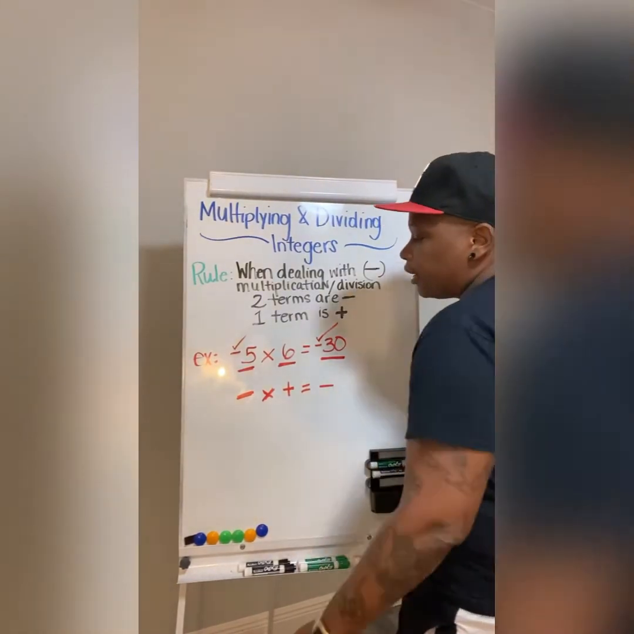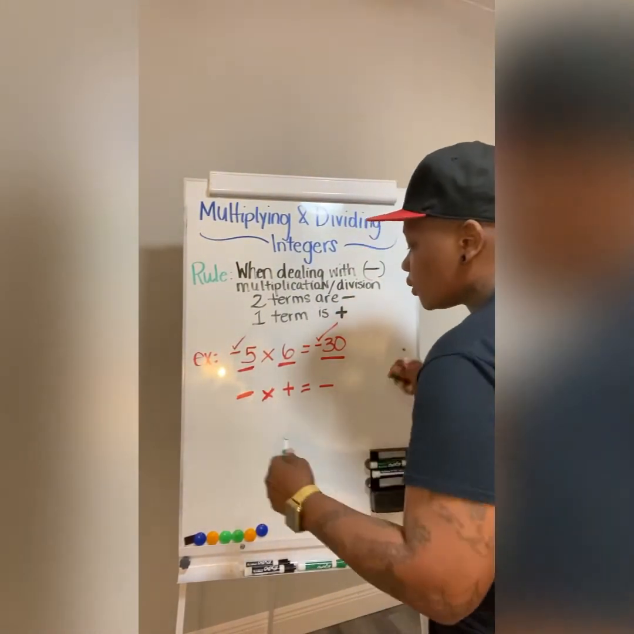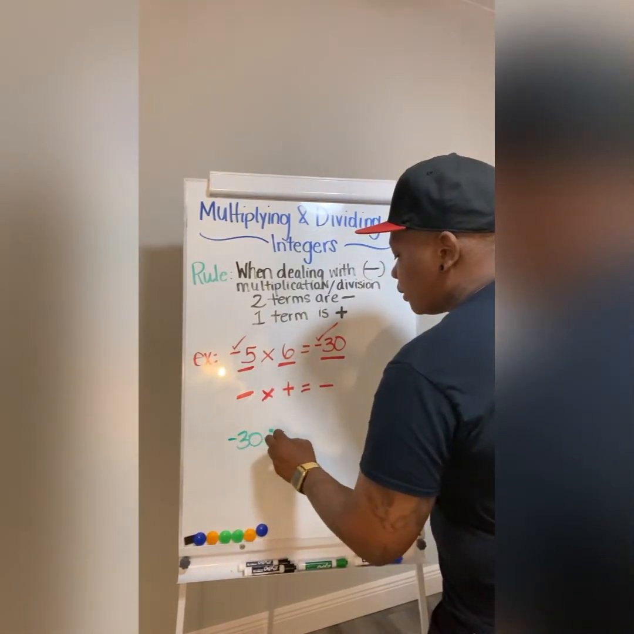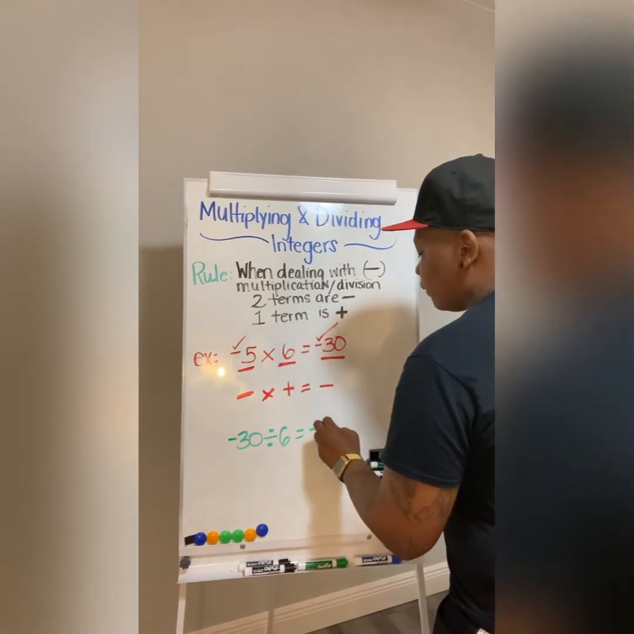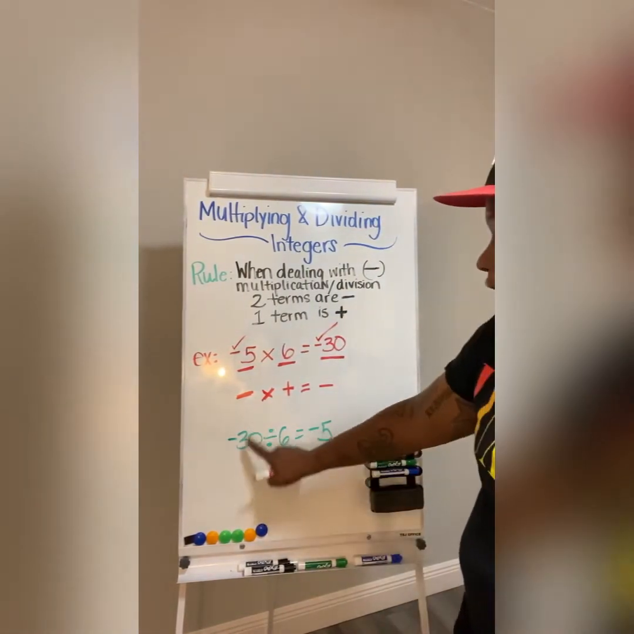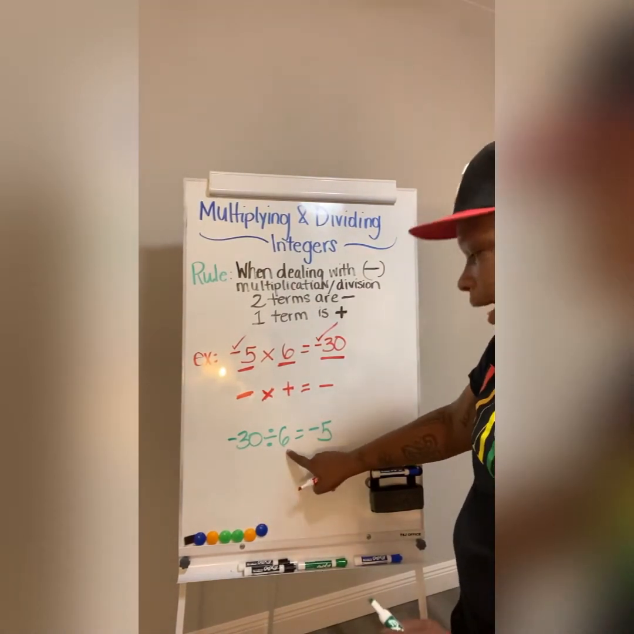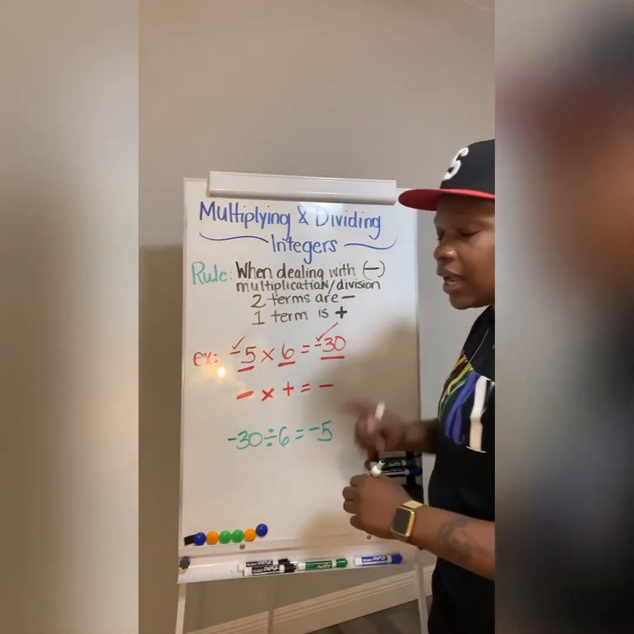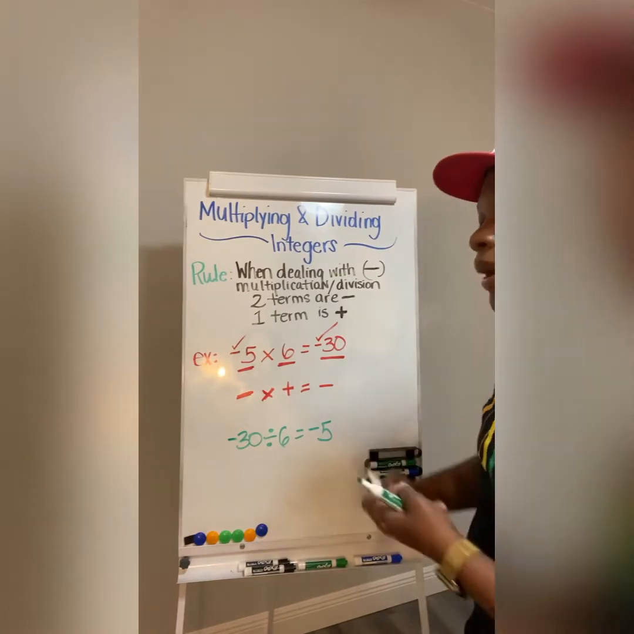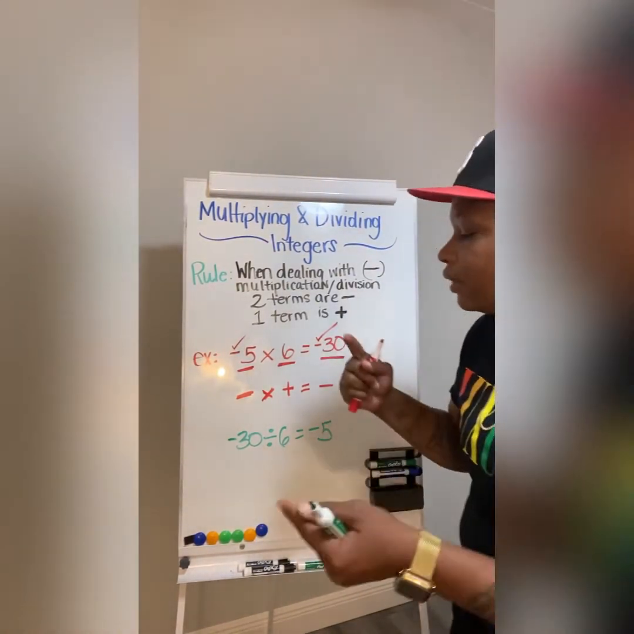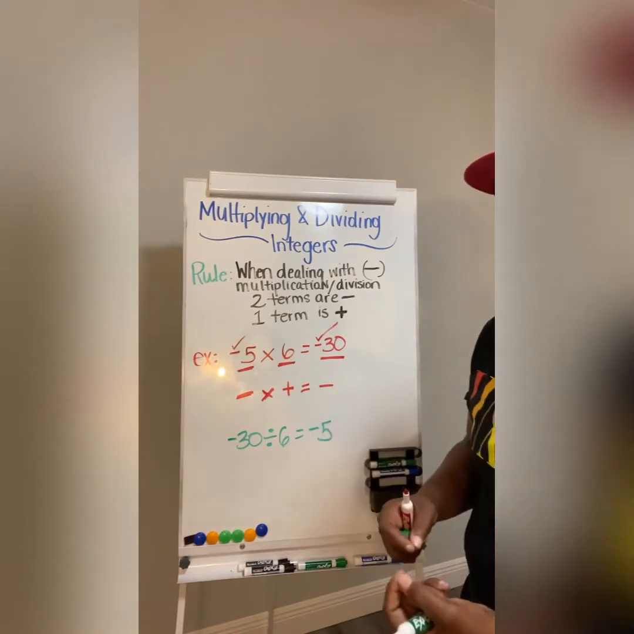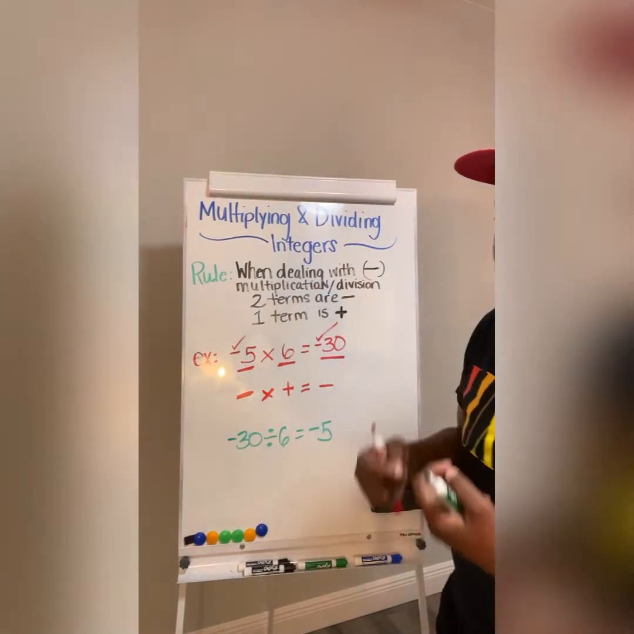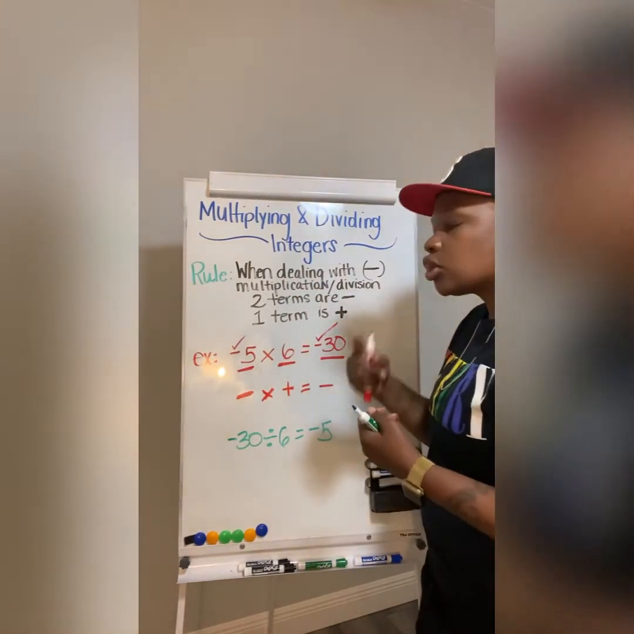So let's take a look and see how that looks. Let's simply reverse this one. Negative 30 divided by positive 6 is going to give you a negative 5. All right, so I have a negative divided by a positive giving me a negative. Same thing. For multiplication and division, a negative multiplied by a positive is going to give you a negative. Even if you were to reverse the order, a positive multiplied by a negative is going to give you a negative.